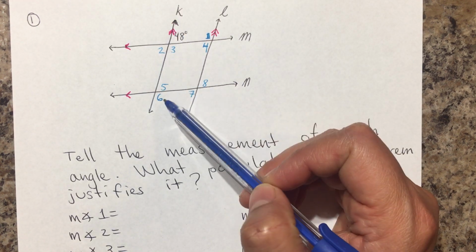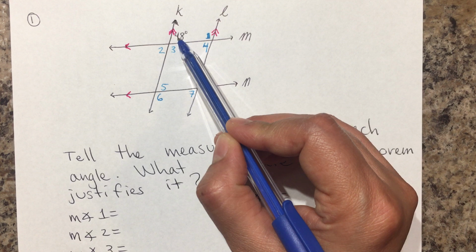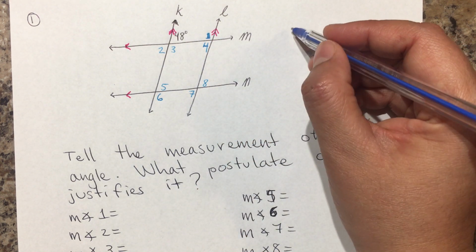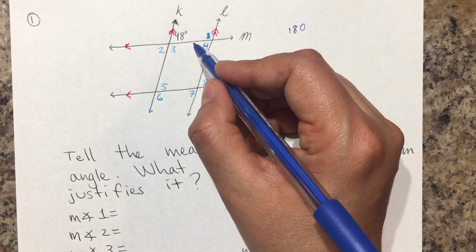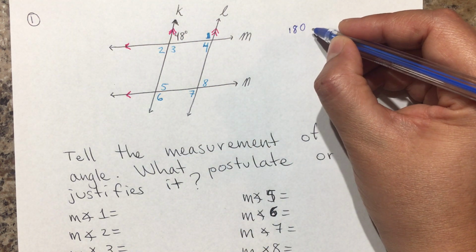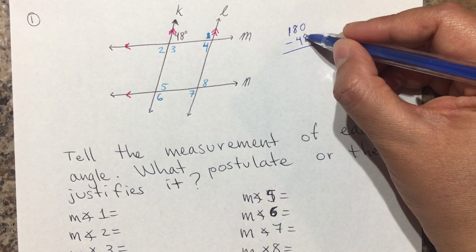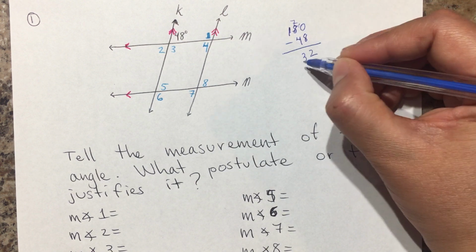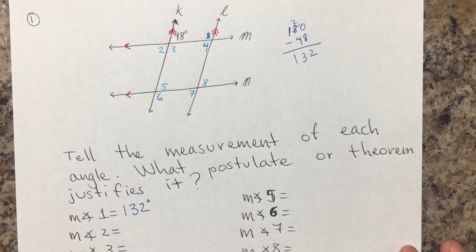So in here we have these parallel lines, same side interior angles. If this is 48 degrees, what's the measurement of angle 1? Well, all you have to do is get 180. Remember that angles on the same side of the transversal are supplementary. So 180 minus 48, you get 132. So angle 1 is 132 degrees.